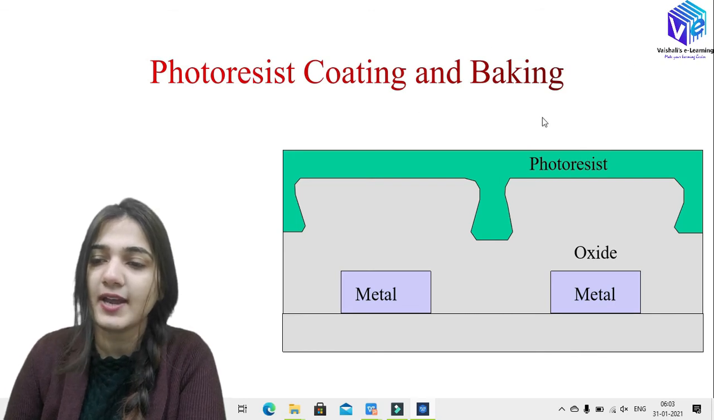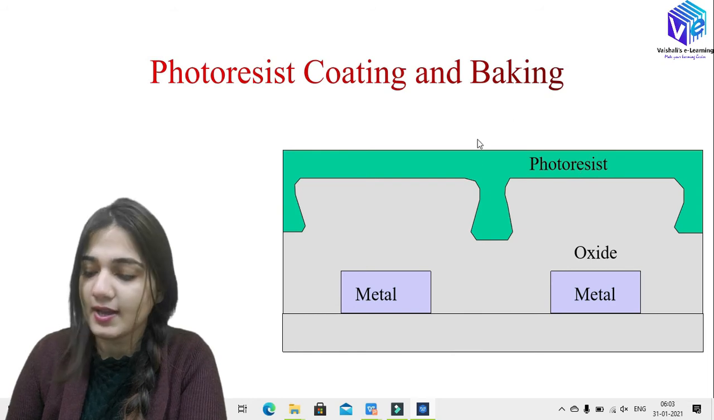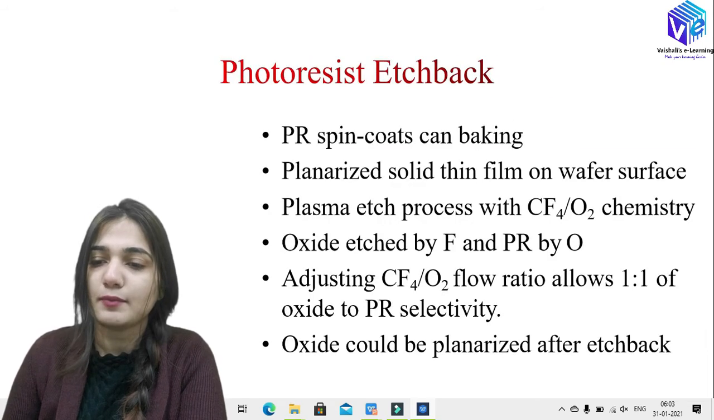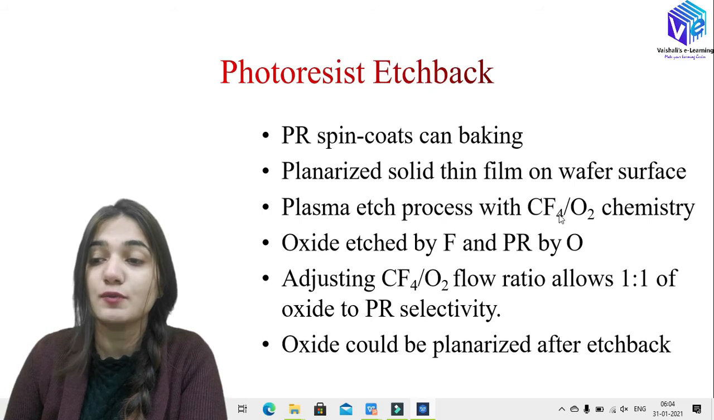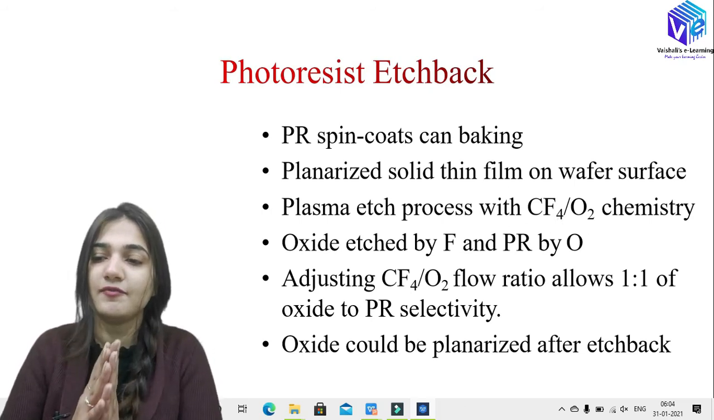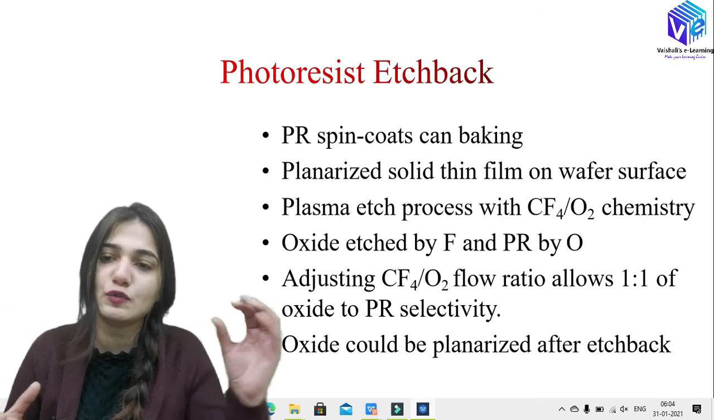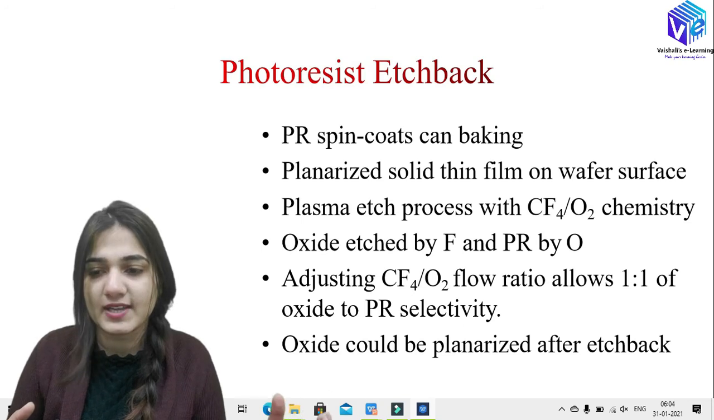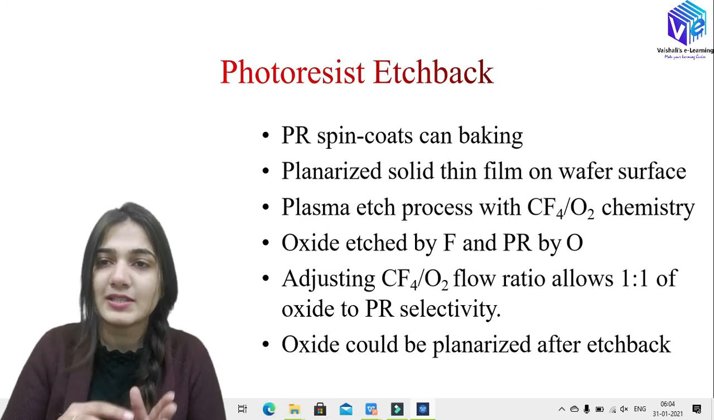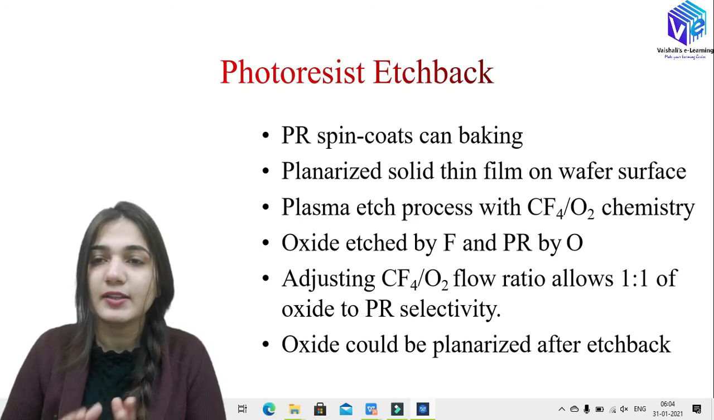So after the baking, we have a solid photoresist over here. After that we have the planarized solid thin film on the wafer surface, right? You can see that. After that we use the plasma etch process with CF4 and O2 chemistry. What is happening? From the CF4 we get the fluorine radical. The fluorine radical is used to remove or etch out the oxide, and the oxygen radical is etching the photoresist.